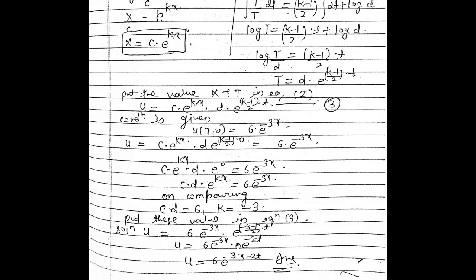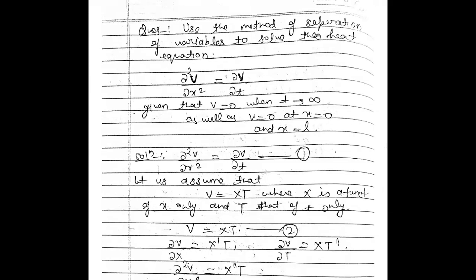Now let's see. Use the method of separation of variables to solve the heat equation. This is your heat equation. As I told you, this is your heat equation and this is your boundary and initial condition here, right? And this condition is given in your final semester exam questions, maybe if it comes, right? So del 2v upon del x2 is equal to del v upon del t. This condition is given here.